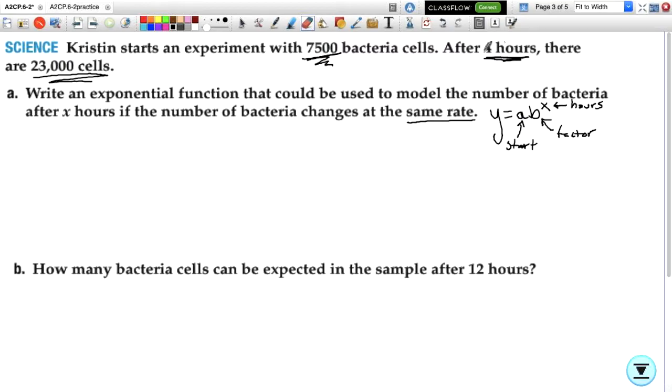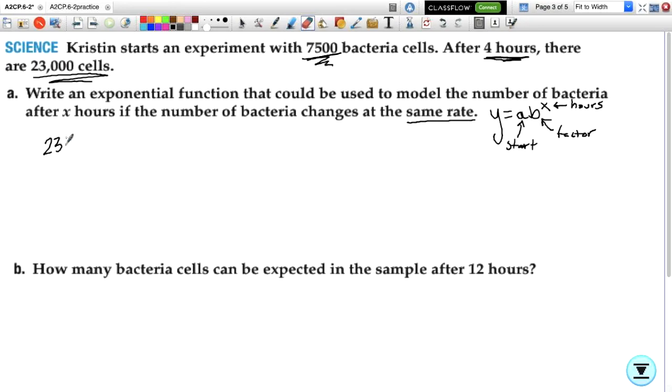They told us 4 hours have passed, that's our x. And then they told us we ended with 23,000. So this 23,000 doesn't have to do with what it's growing by, right? We didn't say anything about the rate or growth factor. They said we ended with it, meaning that it's going to be our y value. So we're going to start off with that.